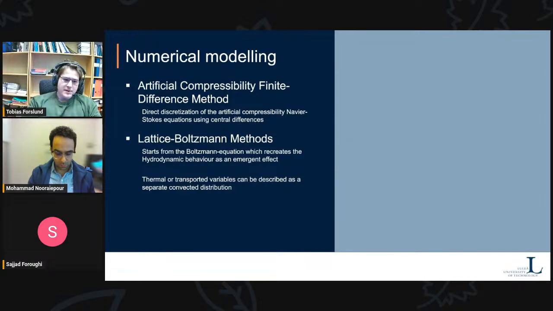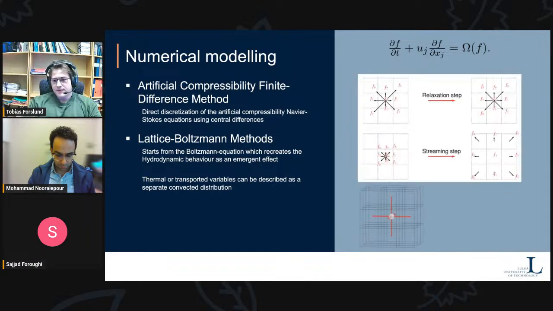One of the methods that I've been using for most of the time is so-called lattice-Boltzmann methods. These methods start from the Boltzmann equation instead, and this looks a bit like this. You can see that it looks a bit like a convection-diffusion equation, depending on how you define this omega function to the right. And it recreates the hydrodynamic behavior as an emergent effect. So the hydrodynamic behavior is a second order effect.